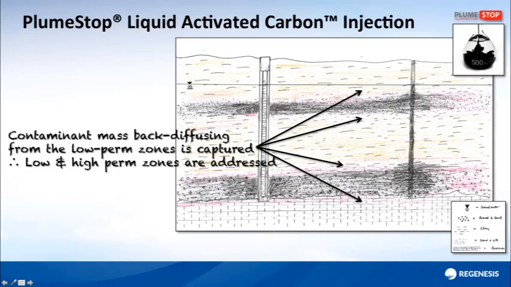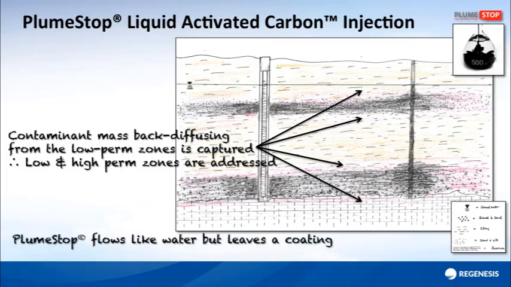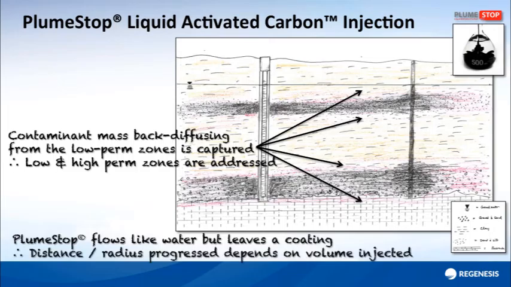So this is sort of the answer to the clay question. The PlumeStop will not flow into the clay any more than water will flow into the clay, but its influence will address the contamination in the clay through the capture of back diffusing mass, etc. The PlumeStop therefore will flow like water, and ink is an easier analogy, but will leave a coating. The distance that it can move from an application point therefore depends largely on the volume that's injected.